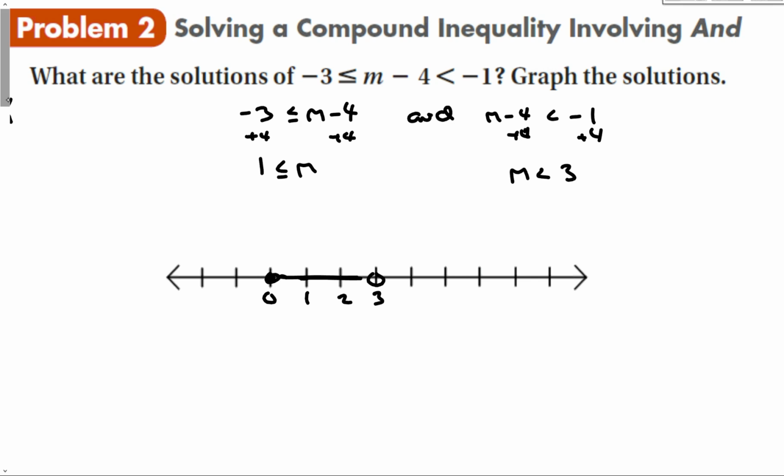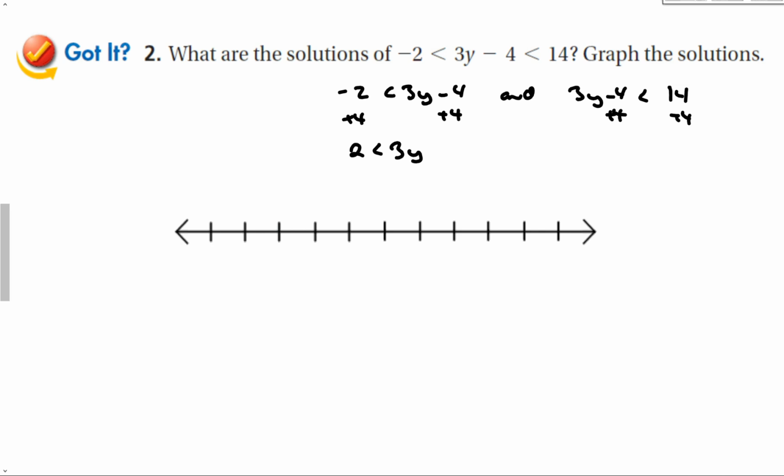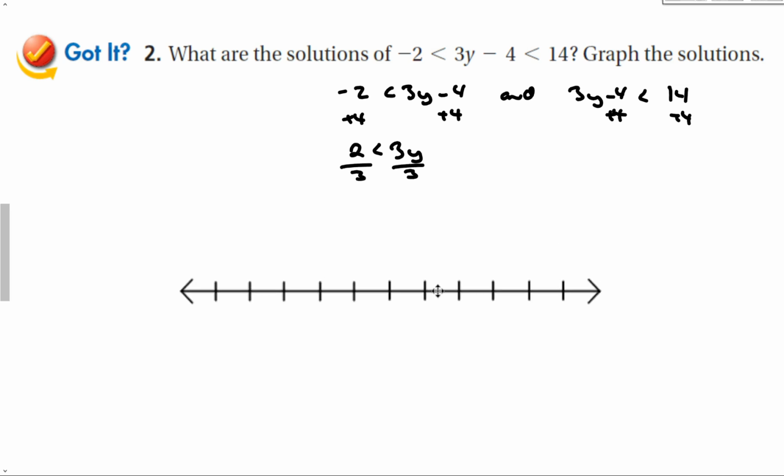Let's look at that again. Okay, in this method, we are going to separate the inequality into two separate parts. So, negative 2 is less than 3y minus 4, and 3y minus 4 is less than 14. Start by adding 4 everywhere. So we have a positive 2 is less than 3y. Divide both sides by 3, and we get that y is greater than 2/3. Add 4 there, and we have 3y is less than 18. Divide by 3, and we get y is less than 6.